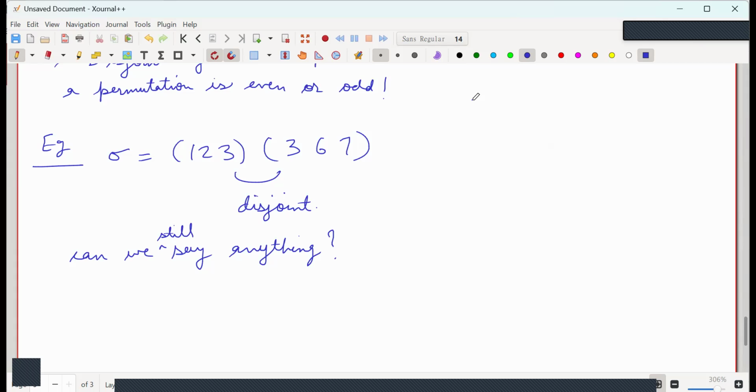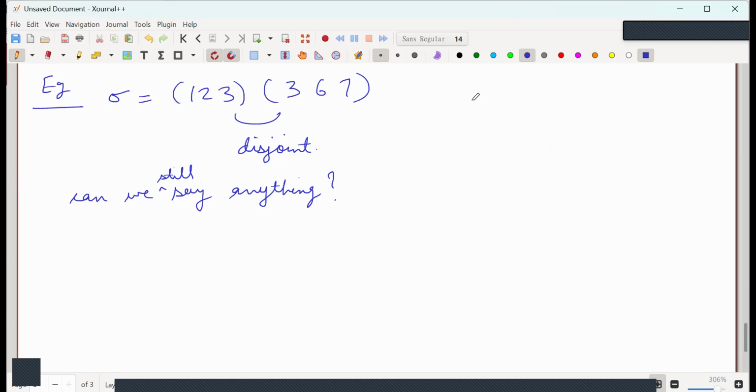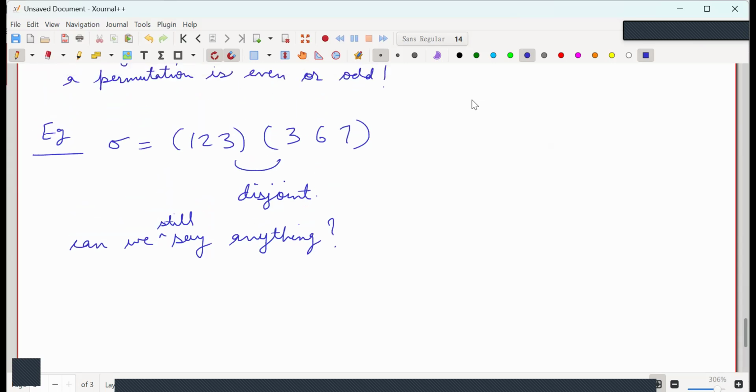The previous method failed here, right? Because that is for disjoint cycle composition. But in most problems in mathematics, if we learn one technique, then for those examples which don't fit into that technique, we try to bring them to the technique that we have learned, right? So it is not a disjoint cycle decomposition, but we know what these cycles mean, right? This cycle means 1 is mapping to 2, 2 is mapping to 3.